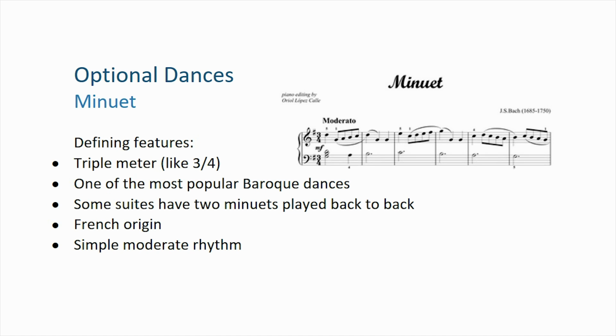And some suites will have 2 minuets played back to back, so like a minuet 1 and a minuet 2. They're French in origin, and they have a simple, moderate rhythm. The rhythm's usually really uncomplicated in these, and they're usually not too fast. They tend to border on the slower side of moderate.